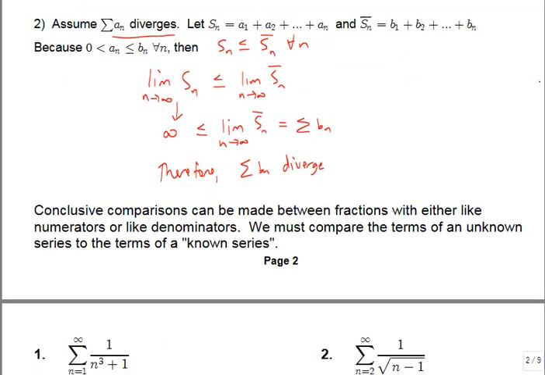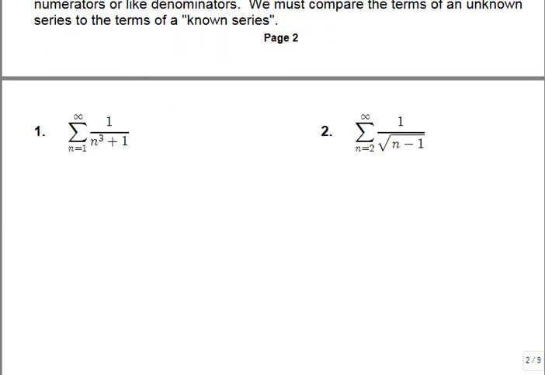So conclusive comparisons can be made between fractions with either like numerators or like denominators. When we're doing our comparison tests, we're usually going to look at those numerators or denominators and try to make them be the same or similar to each other so that we can make a comparison. And what we're trying to compare it to is a known series. So something like a geometric series that you already know converges or diverges, or a p-series that you already know converges or diverges.